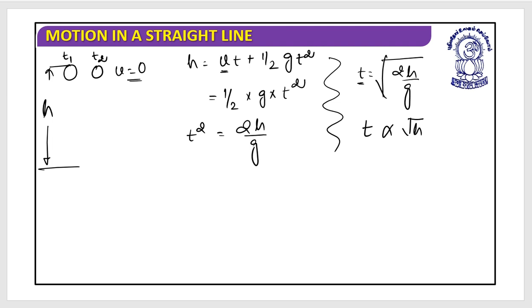So this does not depend on the mass. And when it is not depending on the mass, I can say that t1 must be equal to t2. Yes, t1 must be equal to t2.